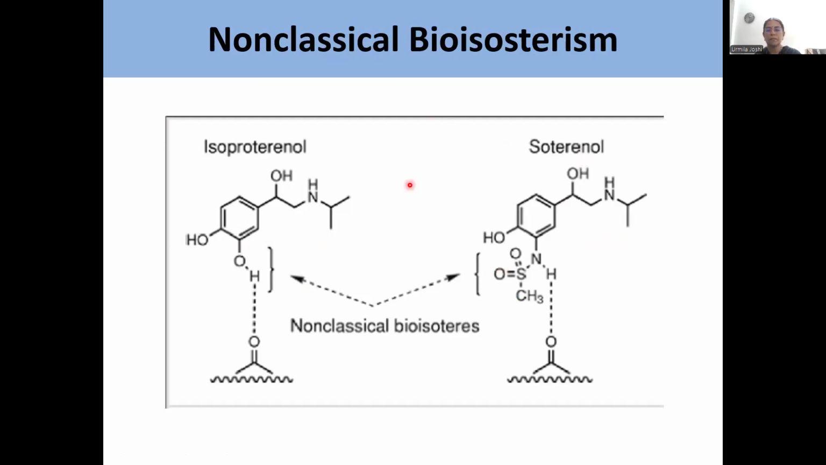Look at this. We saw that this is isoproterenol and this is soterenol. This phenolic H forms a hydrogen bond with the receptor. So that is being retained, but OH is being replaced by NH and then SO2CH3. This is soterenol.